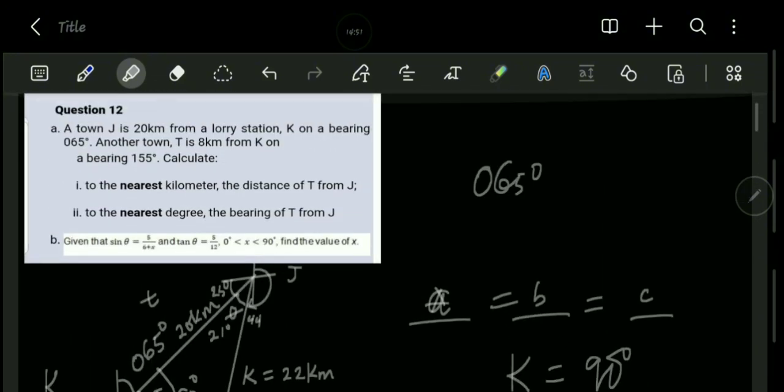And for question 2, we are told that given that sine theta is 5 over 6 plus x and tan theta is 5 over 12, where 0 is less than x and x is less than 90 degrees, we have to find the value of x. Now you must know that since x is between 0 and 90, it should be a positive value that you are looking for.